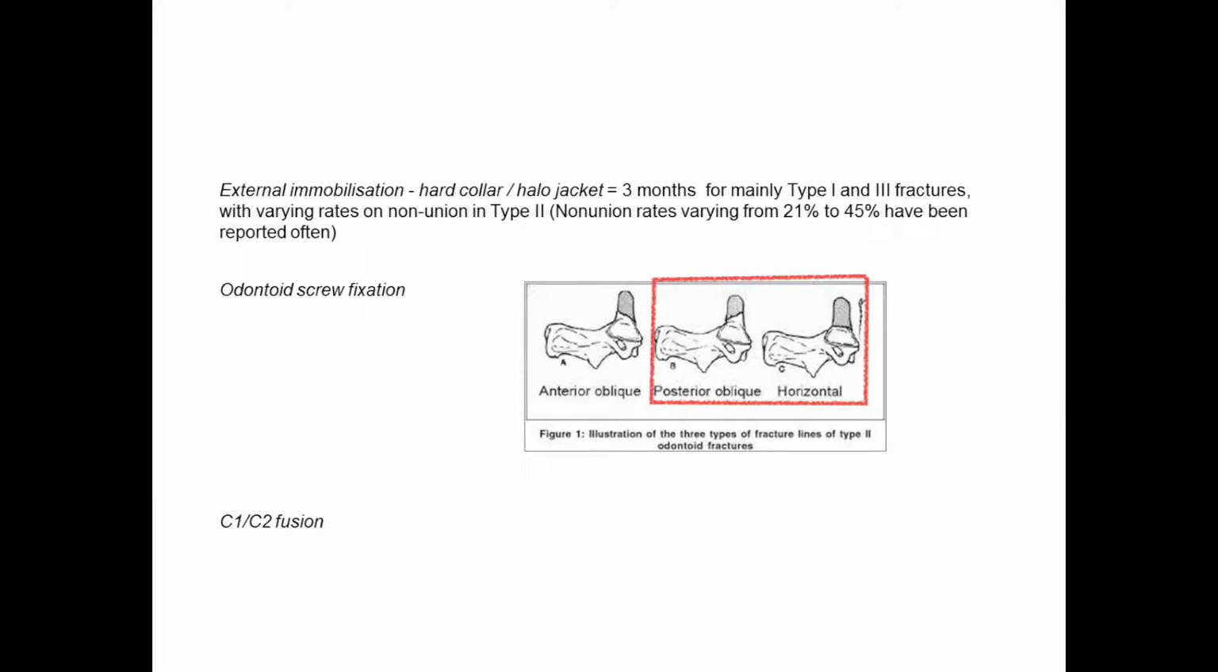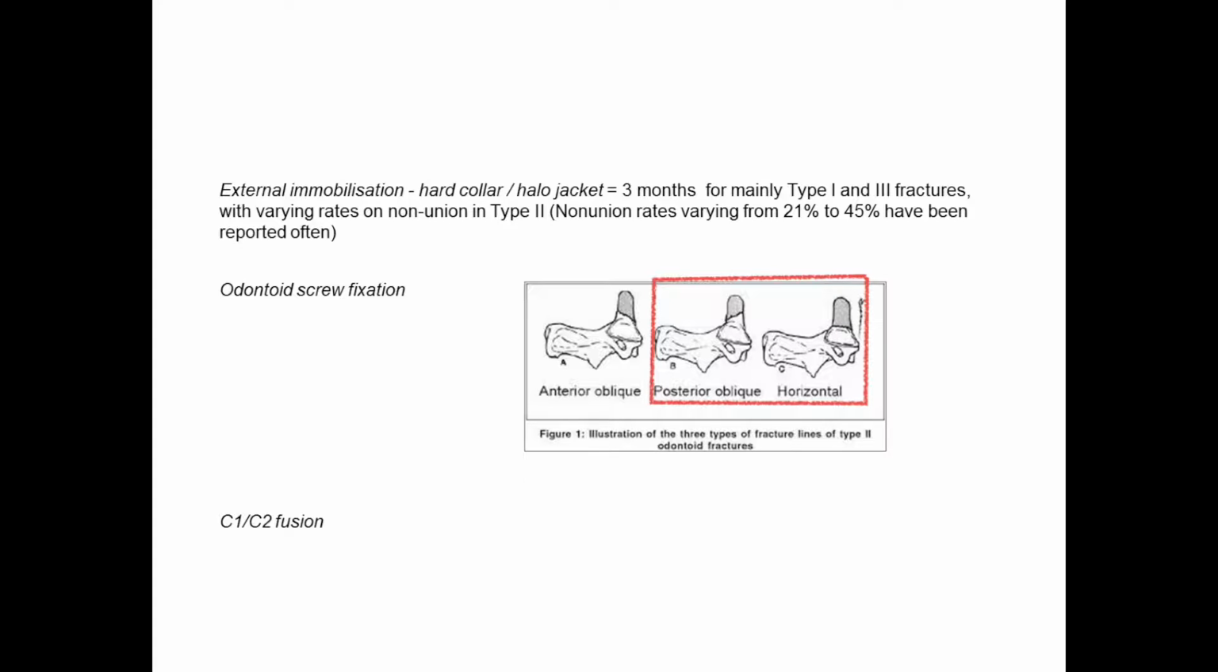So for odontoid fractures, external immobilization with a hard collar or a halo for 3 months is used, mainly for your type 1 and your type 3 injuries, with a high union rate. It's our type 2s that are controversial. Type 2 fractures have a varying non-union rate, anything from 21 to 45%, depending on who you read. But external immobilization still remains the gold standard for the majority of our fractures.